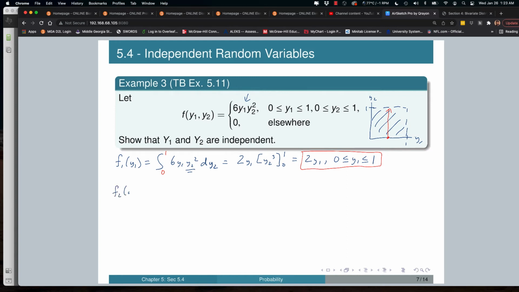Now the marginal function for y sub 2. I know that looks like a g. Can't draw y's to save my life apparently. It's the same integration, 6y sub 1 y sub 2 squared, but this time we're doing it with respect to y sub 1. And again, looking back at my image, I'm integrating that from 0 to 1, from left to right. And when I integrate the y sub 1, that becomes y sub 1 squared over 2.